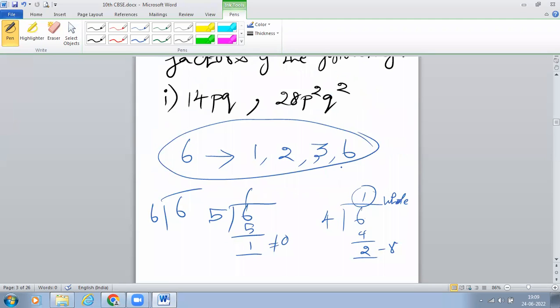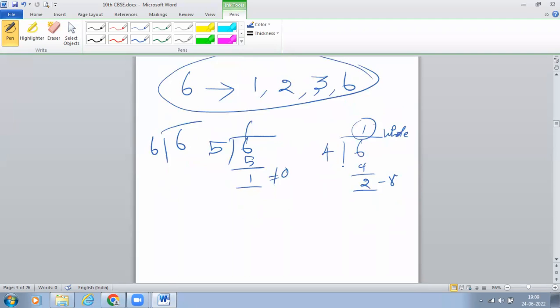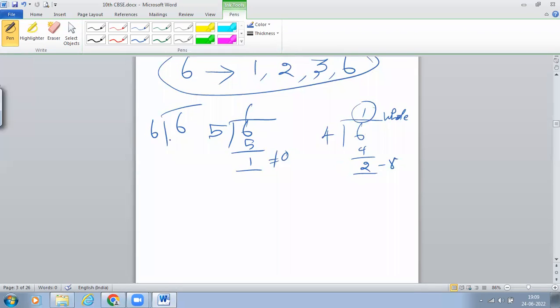Now, next, I'm going to write one more number, for example, 8. Now for 8, what are the factors of 8? I have already told you 1 is a factor of every number. So for 8, 1 is one of the factors, as well as 8, because every number is exactly divisible by 1 and the number itself. Therefore 1 and 8 are the factors of 8.